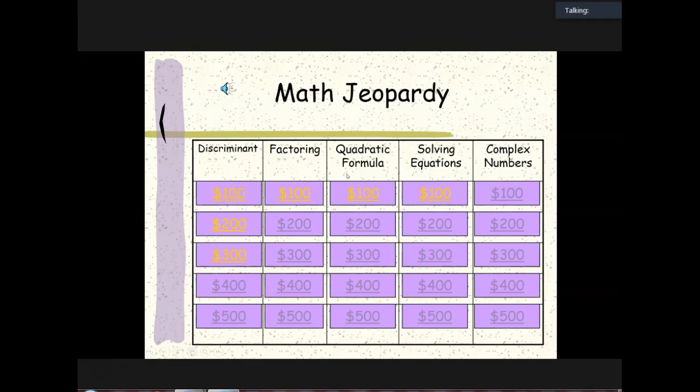Alright. Jacob in the middle row, category and points. Factoring for 500. Okay. Let's go.